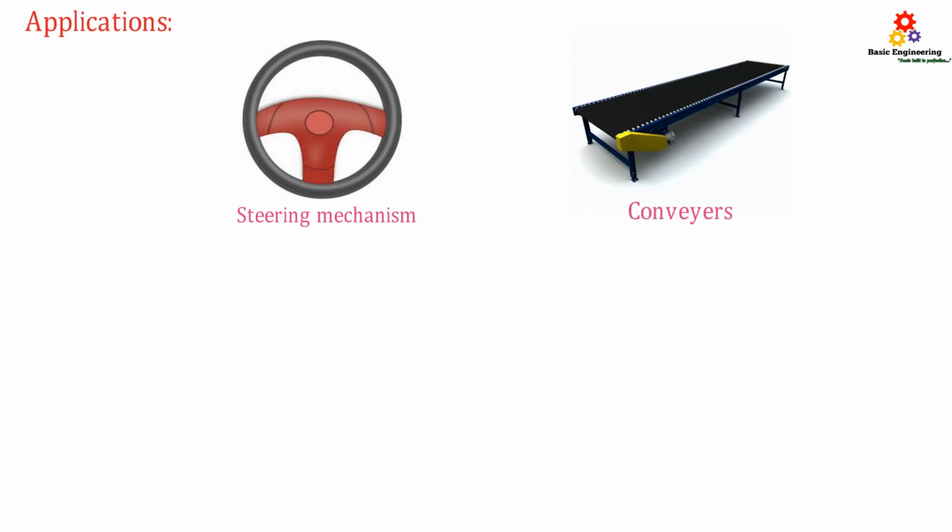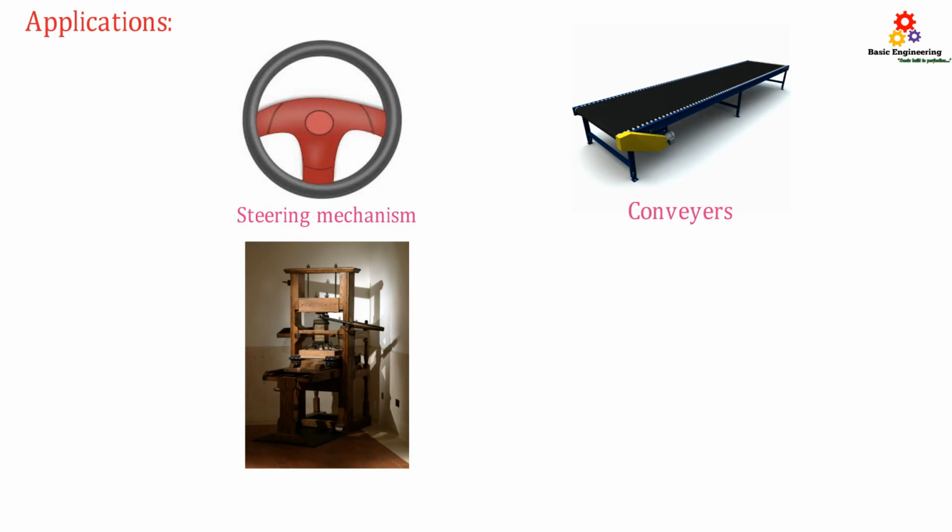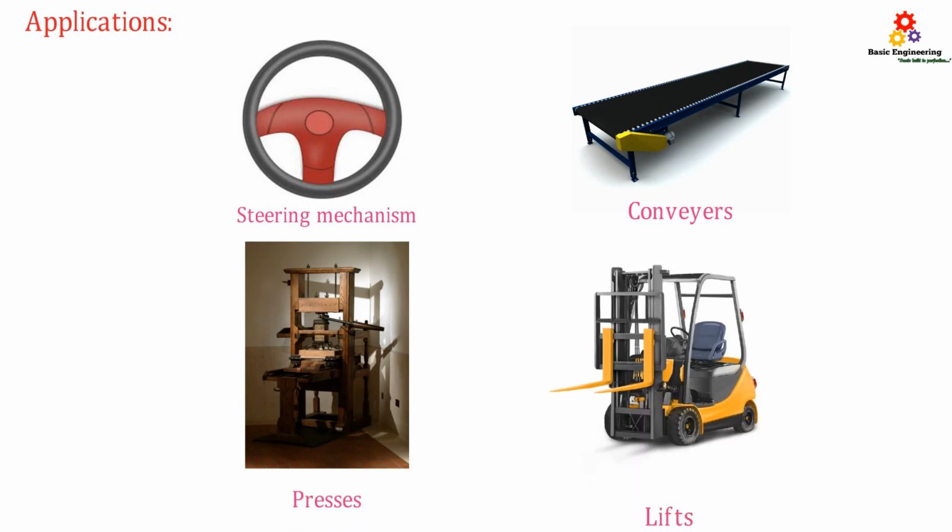Applications of worm and worm wheel. There is the steering mechanism in automobiles. It is used in conveyors. Worm and worm wheel is used in presses. It is used in lifts. This is all about all types of gears.